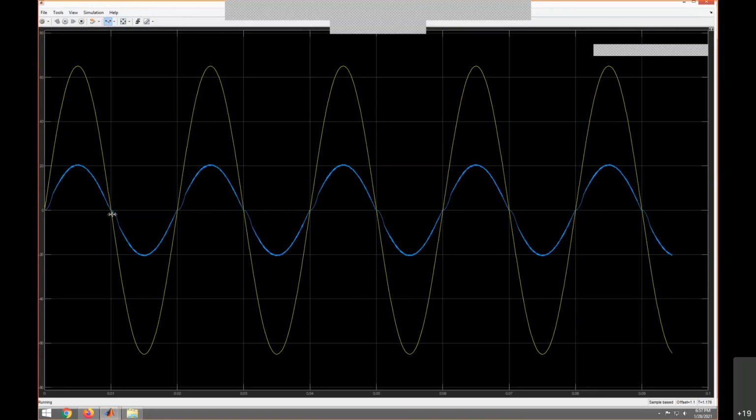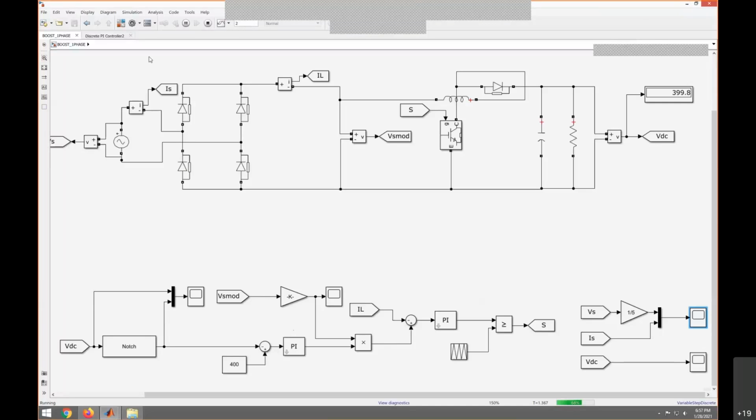So we need to properly select the inductor size, or else we need to do some mathematical modeling, and from that obtain the inductor value. All these things we'll discuss. If you have any doubts, you can ask me. Do you have any doubts?